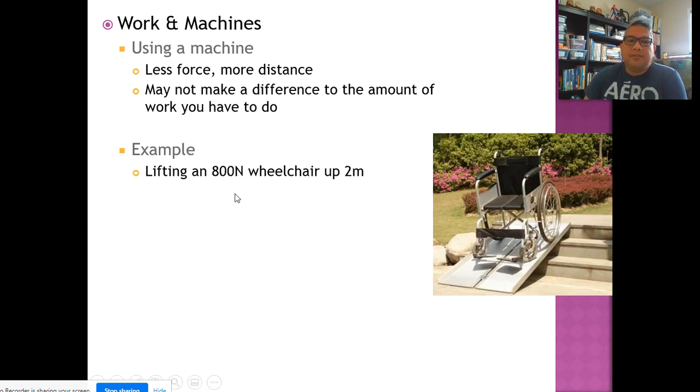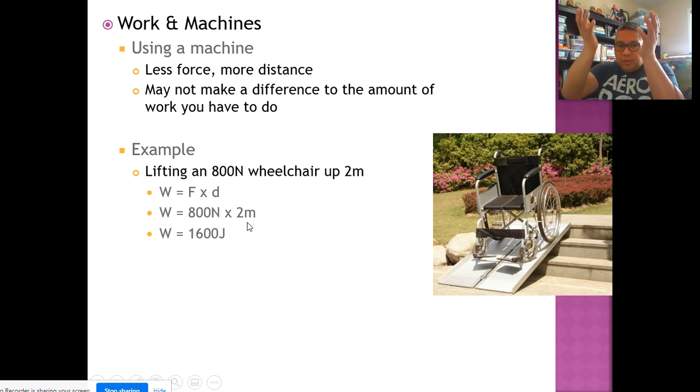Okay, an example: lifting an 800 Newton wheelchair up 2 meters. With this, you will need to exert 800 newtons of force, and you need to lift it for 2 meters. Now, the amount of work done is 1600.